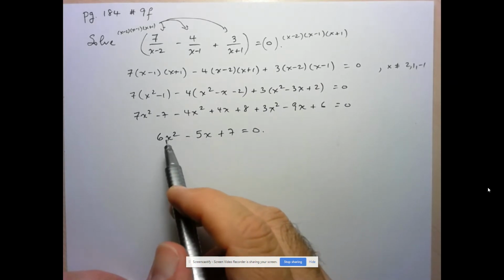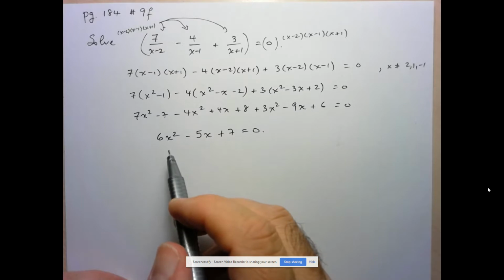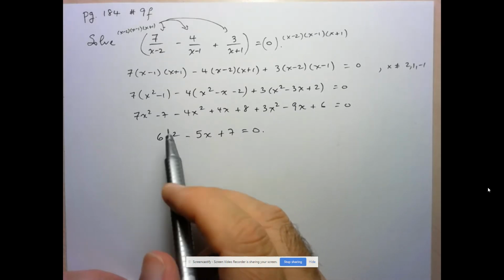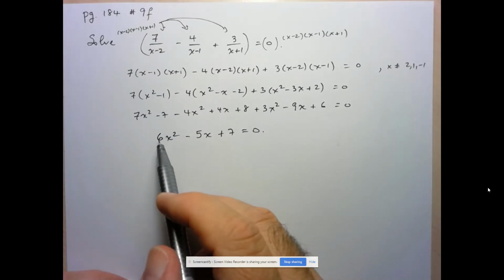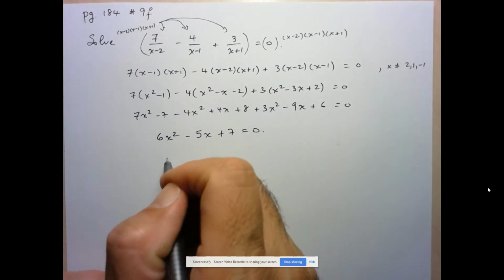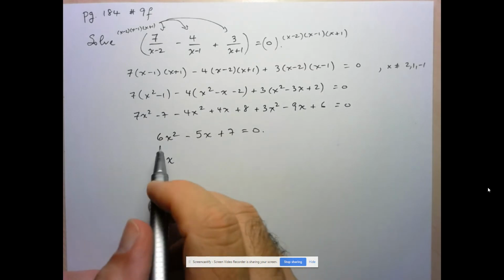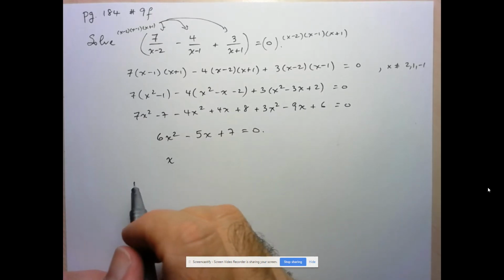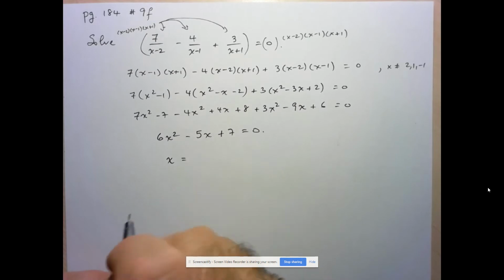Now, I don't think I'm going to get anything that's going to factor here, because even if I break this up into 2 and 3, 2 times 7 is 14. There's no way I'm going to get to negative 5. So I'm going to go to the quadratic formula. When the numbers are small, I always give factoring a quick try, but if not, we can just go to the quadratic formula.